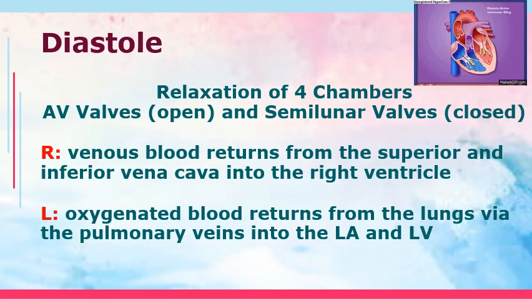Now, for the right side of the heart, all of the blood from your superior vena cava, inferior vena cava, and even your coronary sinus would return to your right atrium. And on the left side, the oxygenated blood now returns from the lungs, going towards your left atrium. So this signals your diastole.